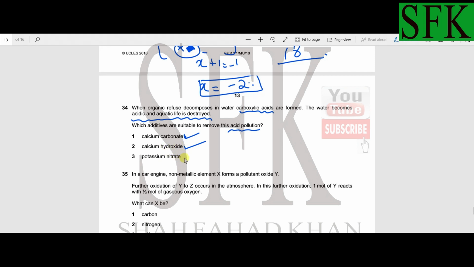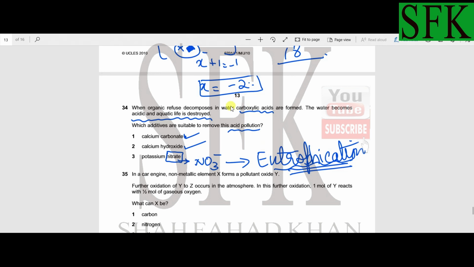Potassium nitrate will have its own problems because it will introduce more nitrate ions into the water. This will lead to the process of eutrophication or algal bloom. Eutrophication can occur due to the nitrate ions. It will lead to excessive growth of algae in water. So 3 cannot be the correct answer, and 1 and 2 are correct. So again, B is the correct option for MCQ number 34.